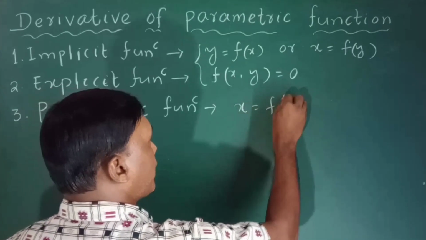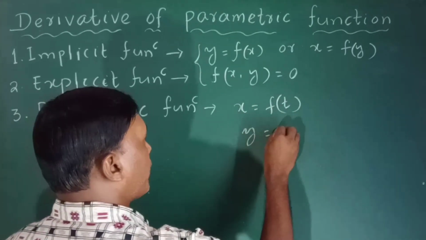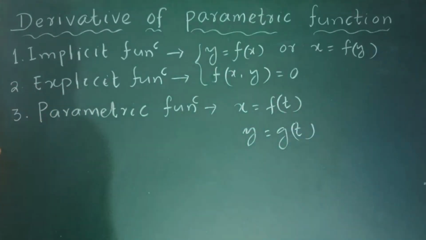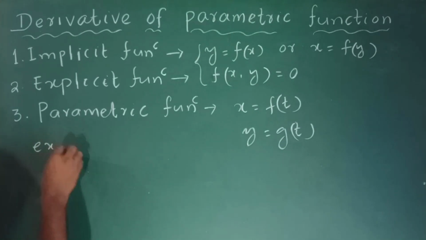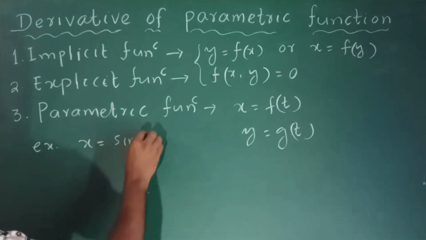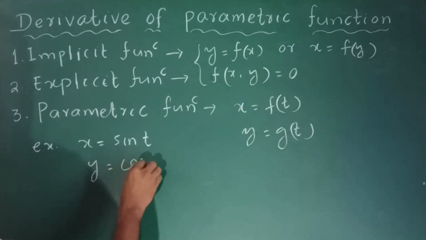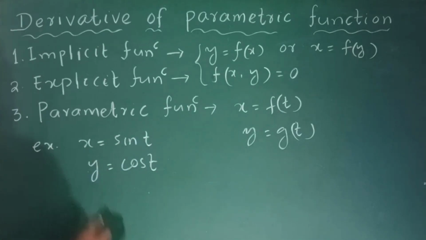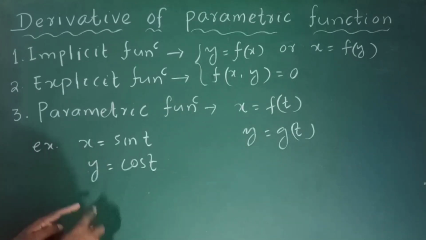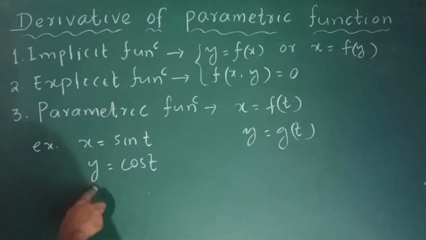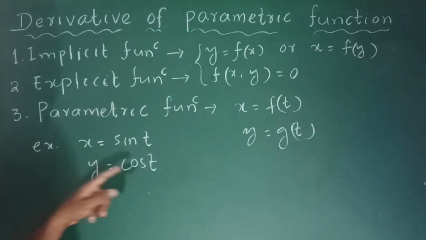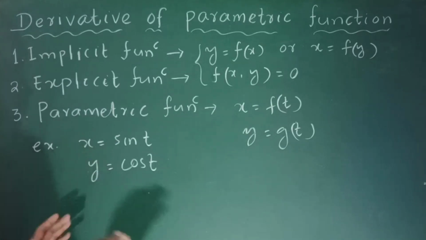x is equal to f of t, y is equal to g of t. x is a function of t, y is a function of t. Example, suppose x is equal to sin t and y is equal to cos t. Look at here, x is sin t means x is a function of t, y is cos t means y is a function of t. x and y are not directly related, but they are functions of the same variable t. So y is also a function of the same variable that x is a function of, but x and y are not directly related.